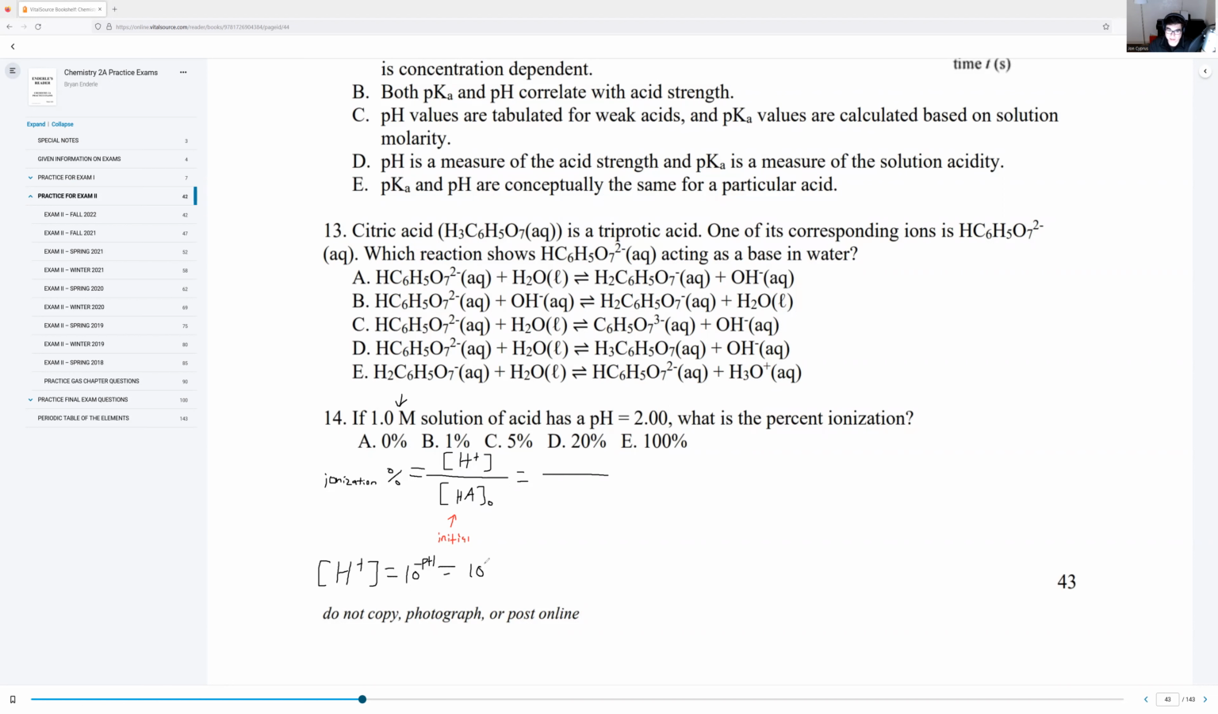So this is 10 to the negative 2. Now just plug it in. 10 to the negative 2 over 1. Oh, and I totally forgot, times 100%. And then you just plug it in. So you end up getting 1%. And that's your answer.